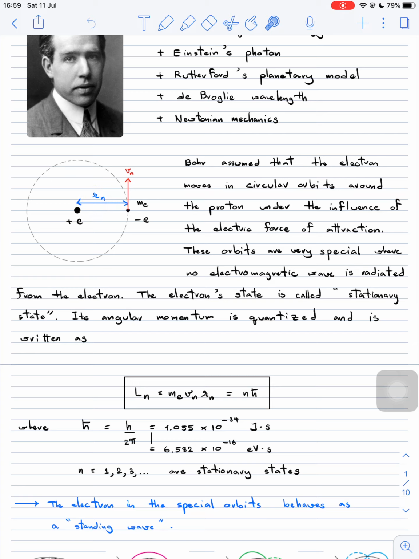I'm going to describe the subscript n later. But assume that the electron moves in a circular orbit around the proton under the influence of the electric force of attraction, because we have the positive and negative charge here. So it means that these two particles must attract each other by the Coulomb force. These orbits are very special, where no electromagnetic wave is radiated from the electron.